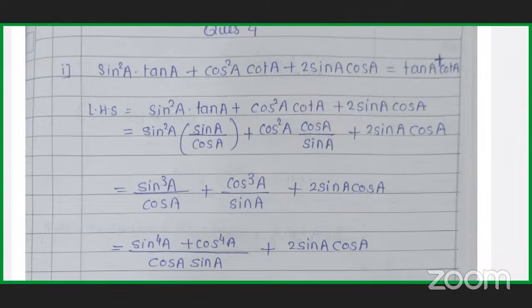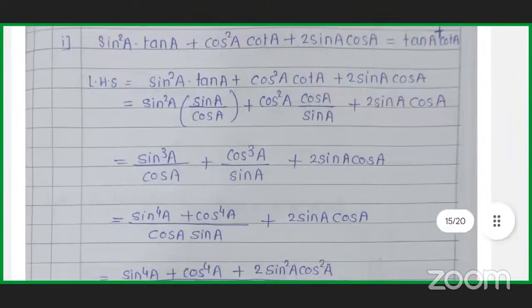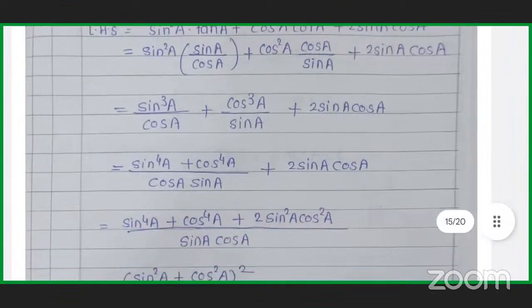we observe that in the first term the denominator is cos A, in the second the denominator is sin A. Just try to make the denominators the same. So sin cube A multiplied by sin A becomes sin raised to 4 A. Cos A multiplied by cos cube A becomes cos raised to 4 A, upon cos A into sin A, plus 2 sin A cos A. So again we have to make the denominator the same. So sin raised to 4 A plus cos raised to 4 A plus 2 sin square A cos square A upon sin A cos A.